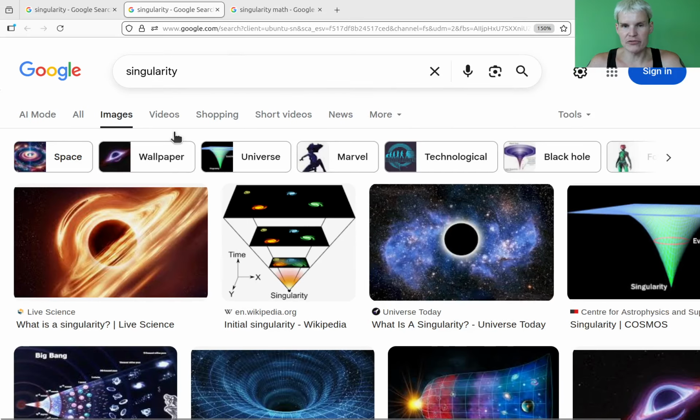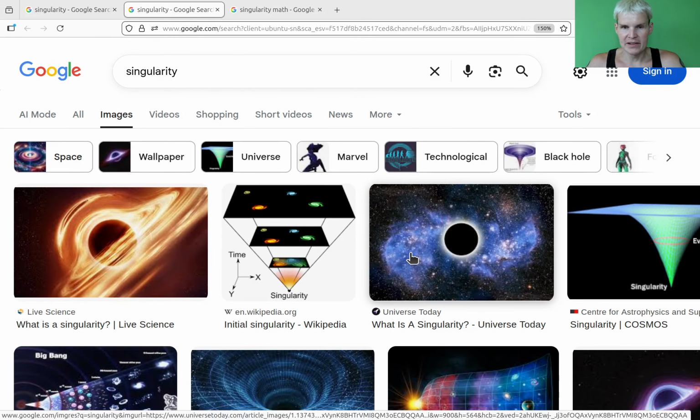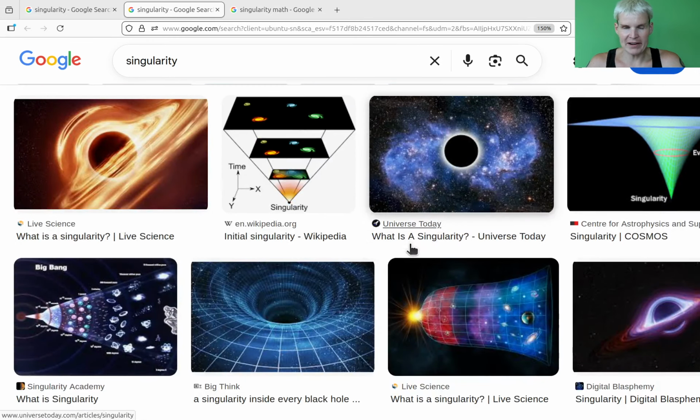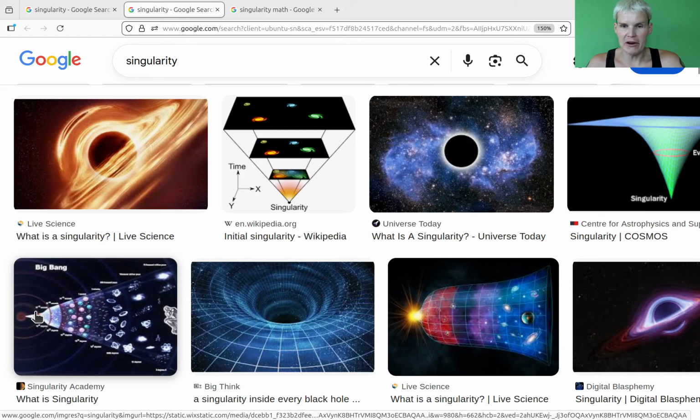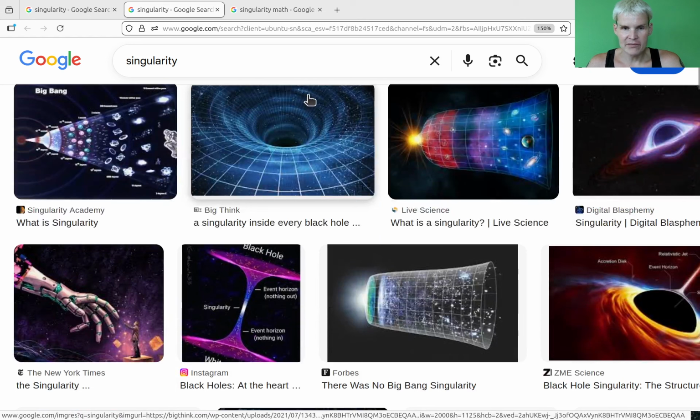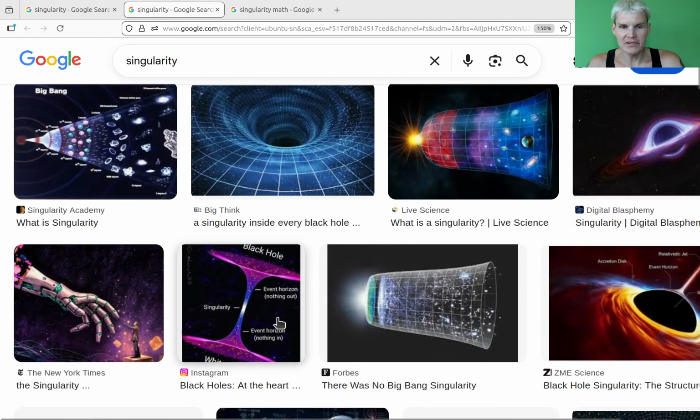Indeed, if you search for pictures of a singularity, you mostly find black holes for some reason. The Big Bang was a singularity. Here's the Big Bang, a black hole, another black hole, the Big Bang again, and the universe since gets less and less dense over time. Very beautiful. So that's what you see if you search for singularity.